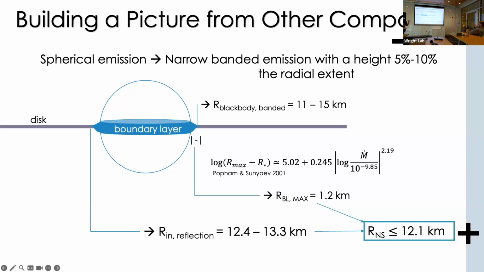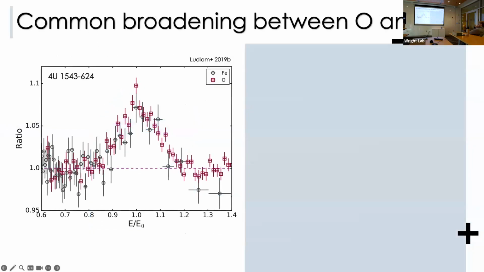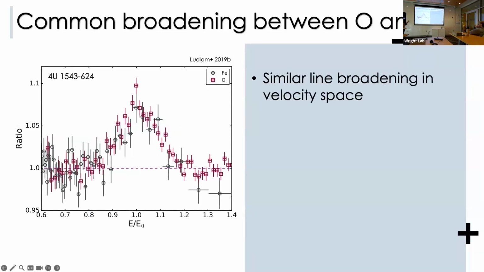So this is another way we can use all these various components to build up a coherent model of these systems. Now, in this case for 401543, when we plot the profile of the iron line to the oxygen line in terms of its velocity space, so taking the energy component over the centroid energy, we see that these have a very similar broadening component. So that suggests they're arising from the same region in the accretion disk.